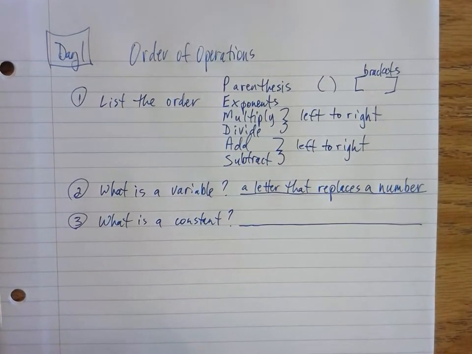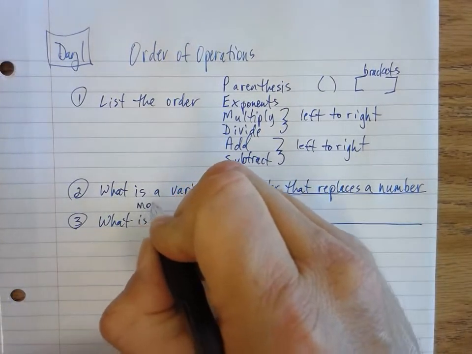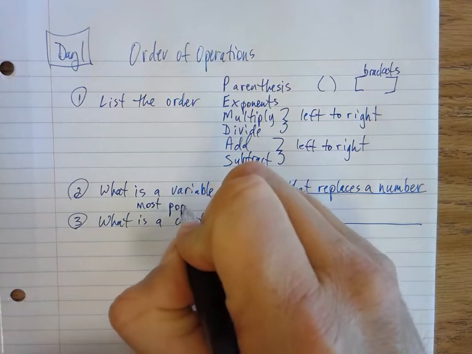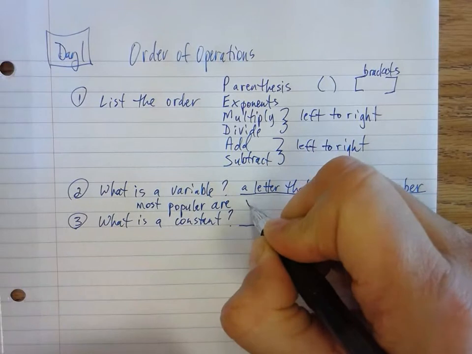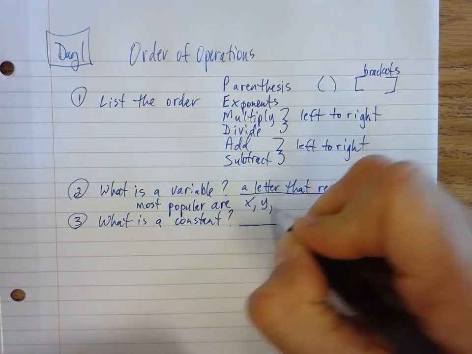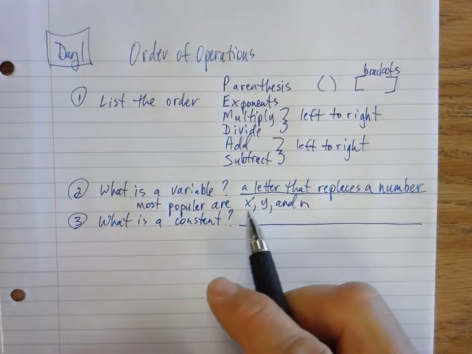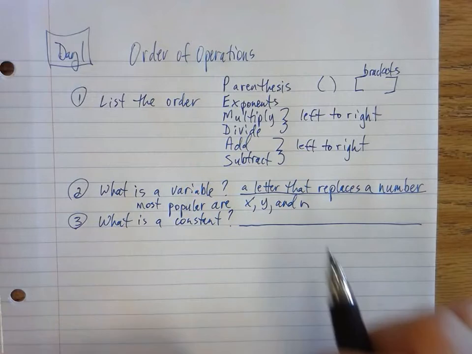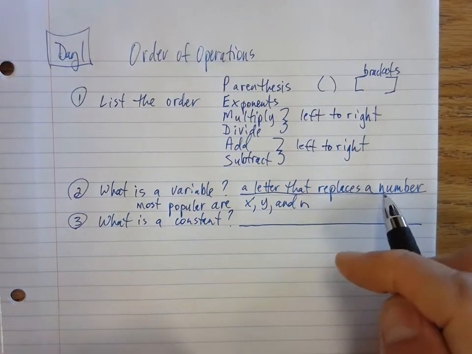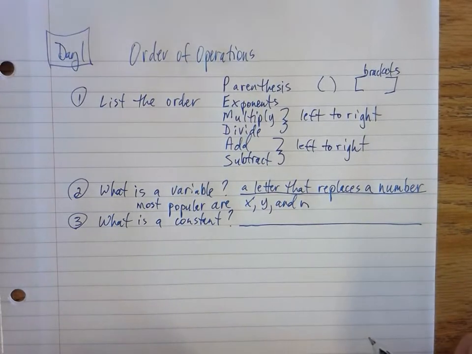Anybody know what the most popular variables are? Take a guess. See how smart you are. Alright, so the most popular variables are X, Y, and N. Now the reason X and Y are popular, of course, is because they come off the X and Y axis. The N, of course, is the first letter in the word number, so N stands for number. So that's why those 3 are the most popular.